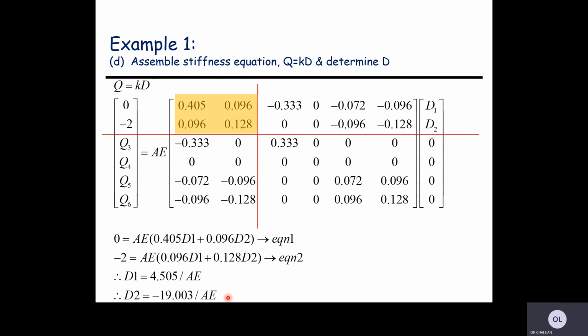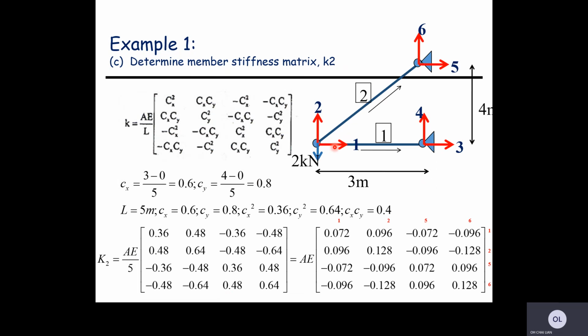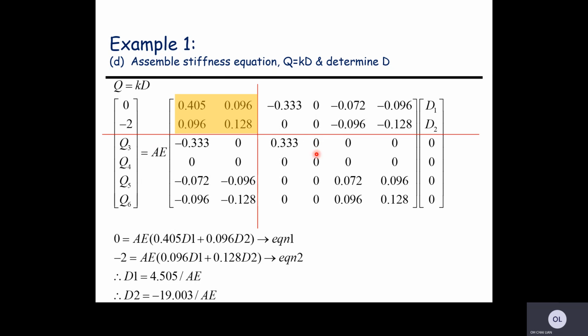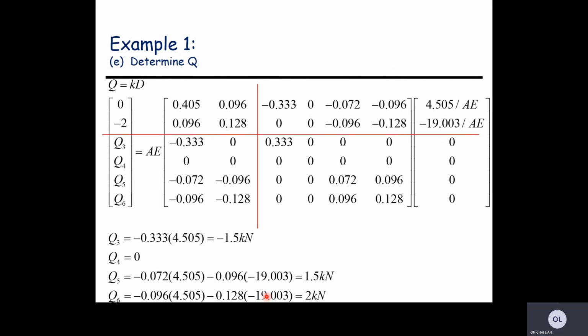You need to understand the meaning of D1 and D2. You will always refer back to this DOF numbering. So 1 means the horizontal displacement for node 1, and 2 is the vertical displacement for node 1. That is why you should put D1 and D2 here. The unit is meter. Once you have solved for the displacement, you can continue to determine the support reaction if the problem asks for it.